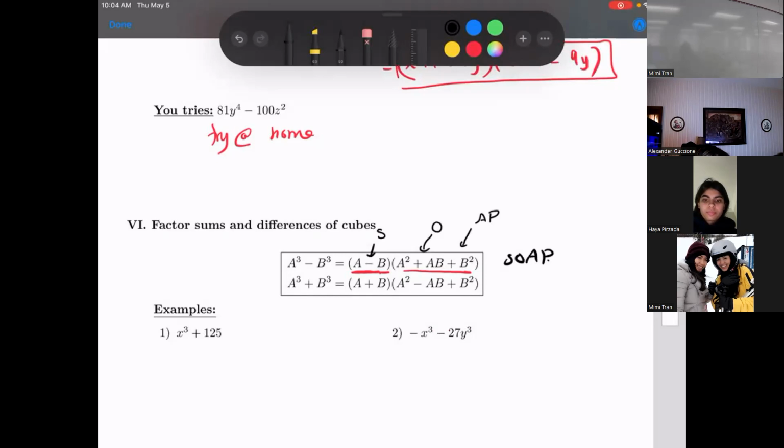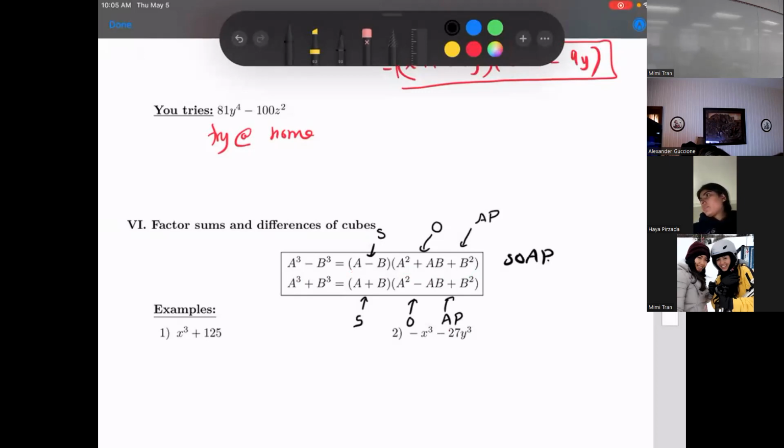Same thing for the sum of cubes. If I give you a cubed plus b cubed, again you cover the power and it gives you the first binomial. For the trinomial, a times a is a squared, b times b is b squared, and a times b in the middle. For the signs, you do the same, SOAP: same as the one I gave you, then opposite of plus is minus, and always positive. That's how I remember it. If you have different methods, go ahead. I just want to share with you.